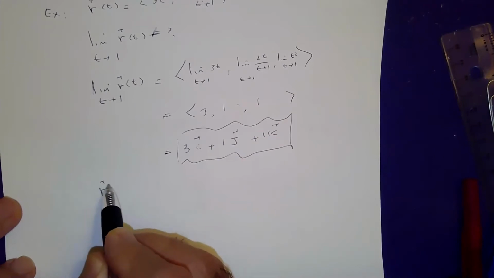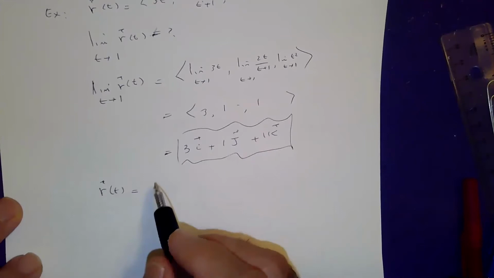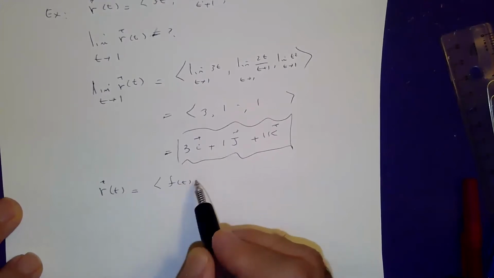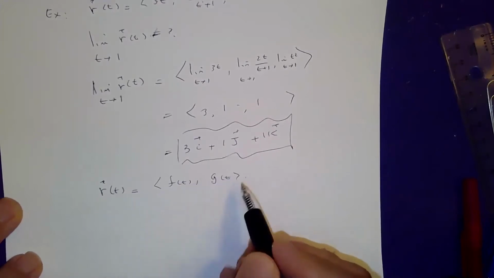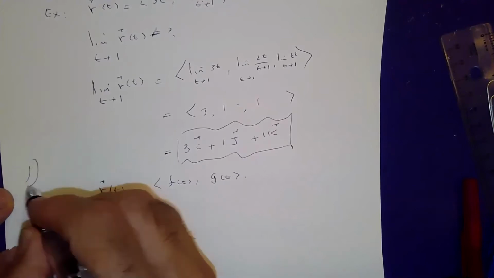So if that's the case, then what? If I have r of t, I'm going to continue this next time, of course. If r of t is f of t, g of t, how would you take the derivative of these vector valued functions? So this is called the derivative.